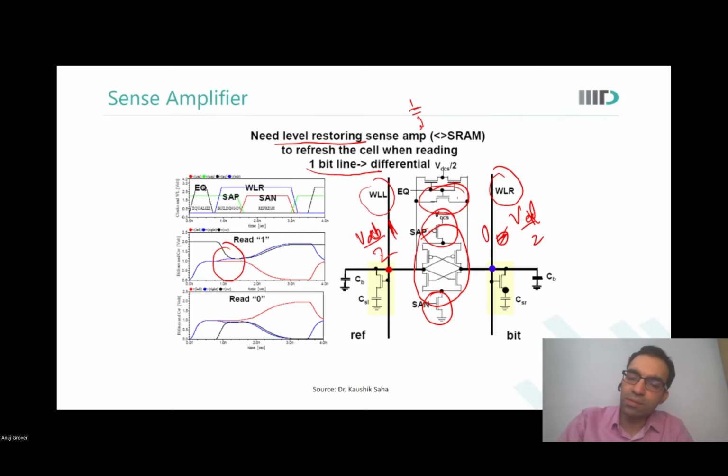Are you able to see this? As soon as the latch operation starts, I will distinguish between 0 and 1. Then at the beginning of the next cycle, I will initiate equalization again.